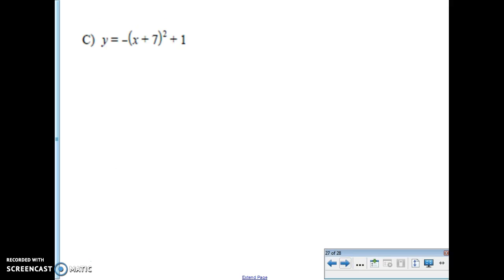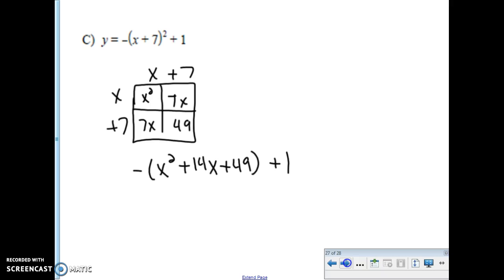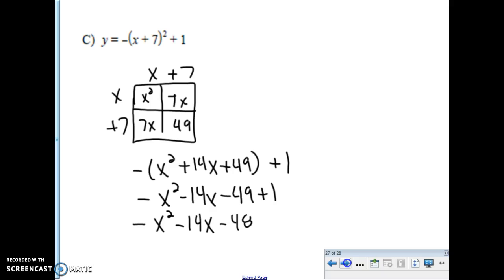Negative, and then x plus 7 squared plus 1. I'm taking x plus 7 and squaring it. X squared, 7x, 7x, and 49. Looks like I have a negative, and then x squared plus 14x plus 49, plus 1. So I get negative x squared minus 14x minus 49 plus 1. That leaves me with negative x squared minus 14x minus 48 to be standard form.